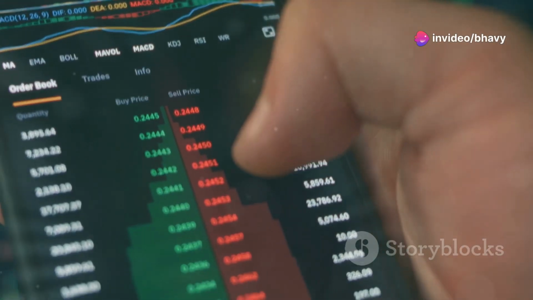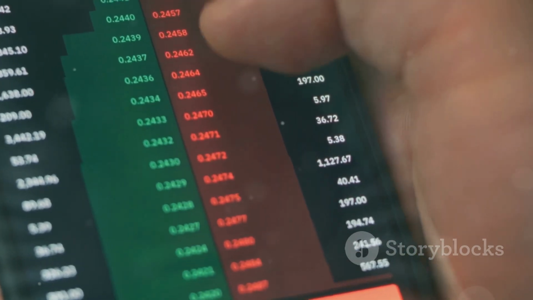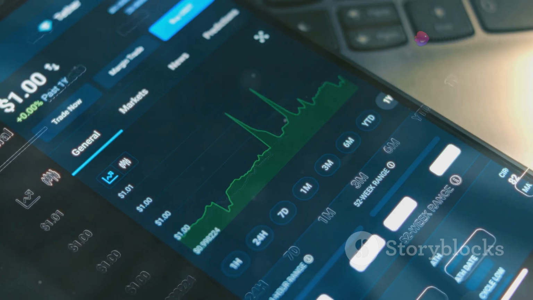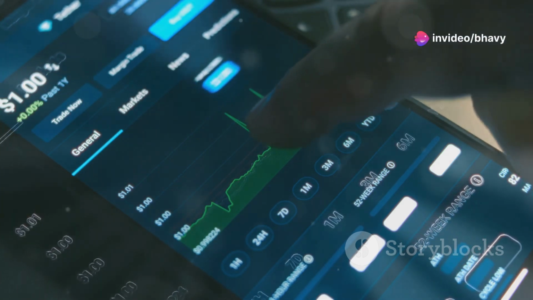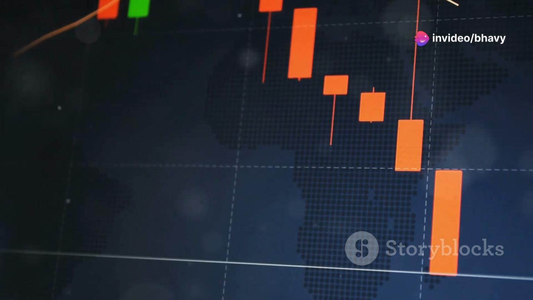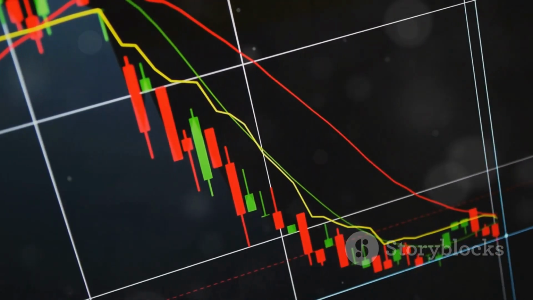Bearish engulfing. The bearish engulfing pattern is the opposite of the bullish engulfing, with a small bullish candlestick followed by a larger bearish candlestick that engulfs the previous candle's body. This pattern suggests a potential reversal of an uptrend as sellers have taken control, pushing prices significantly lower.